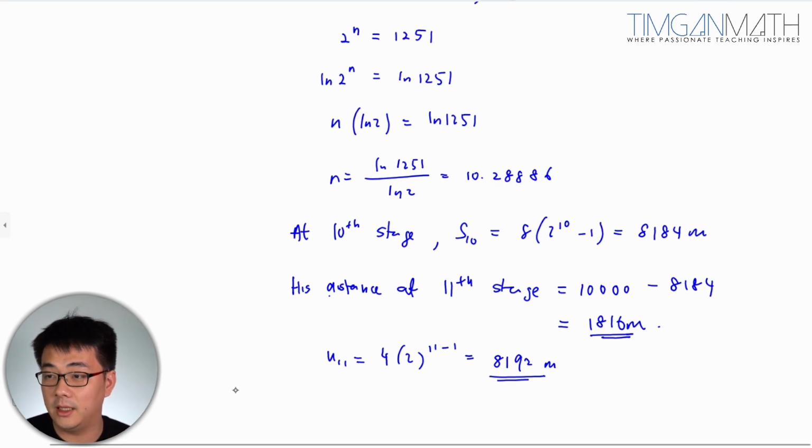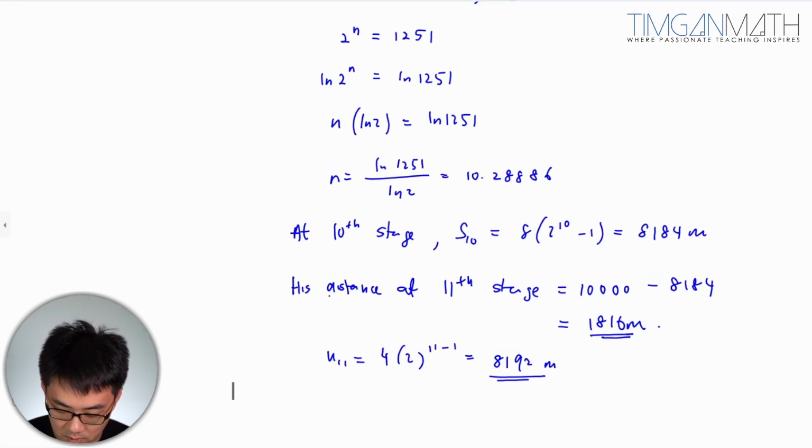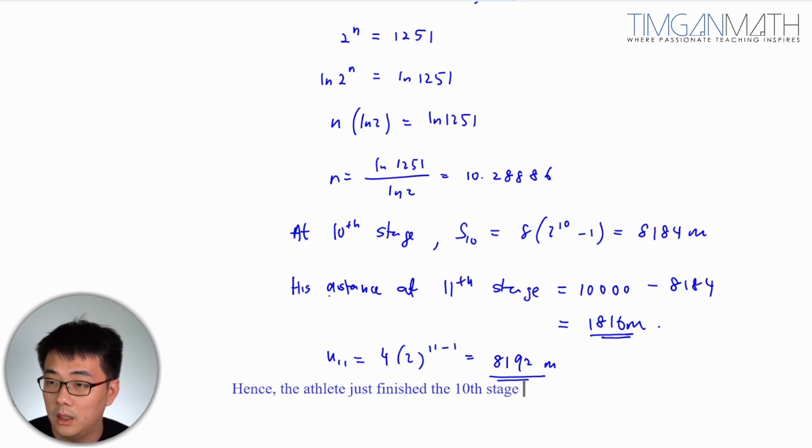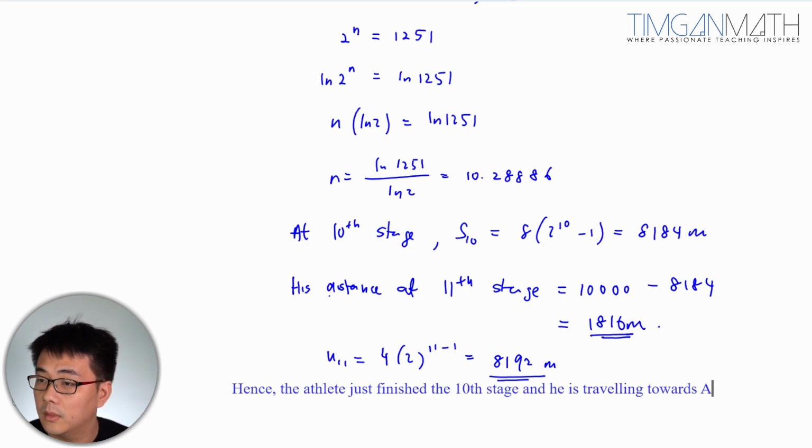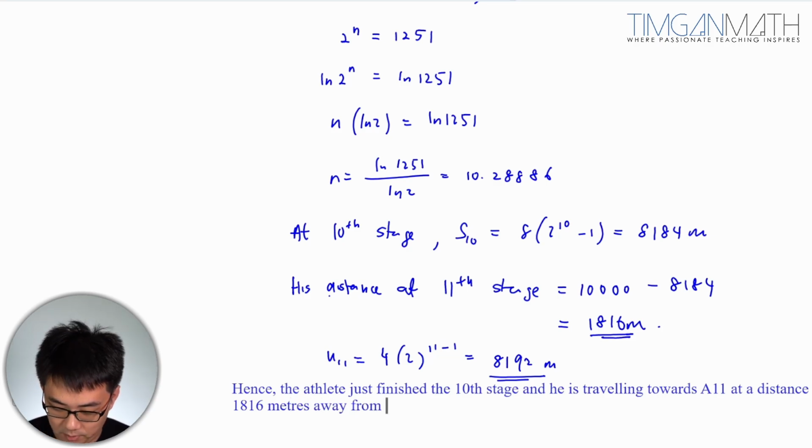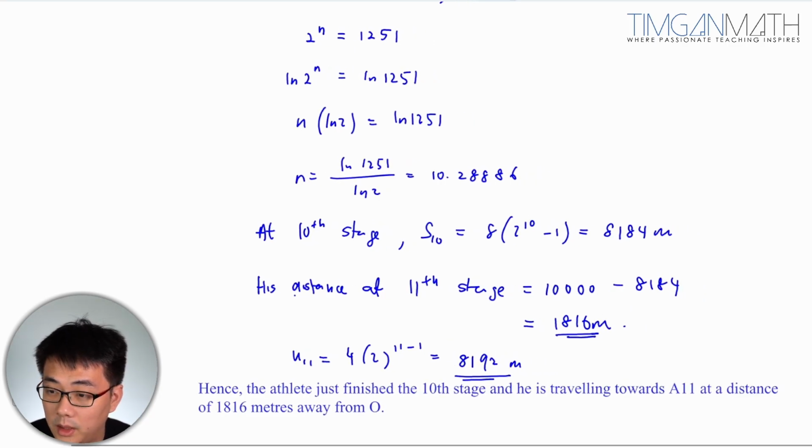So we could just write down, hence the athlete just finished the 10th stage and is traveling towards A11, at a distance of 1816 meters away from the origin. That's how we do this part here.